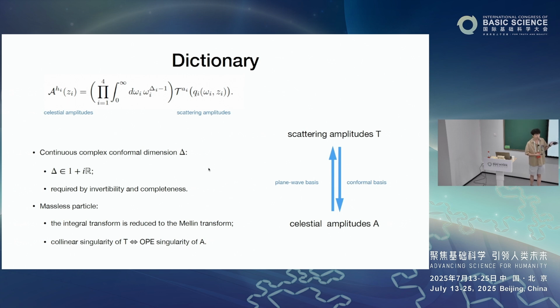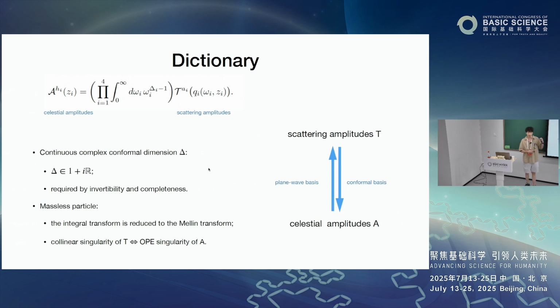So we just follow the same thing as we did in the plane wave basis. We can expand the field operator in terms of this conformal basis, which also satisfies the equation of motion and forms a basis of the solution space. So we can expand the operator in terms of this conformal basis and define the corresponding creation and annihilation operators with respect to this basis, and expand the S-matrix in terms of these operators. We can get the celestial amplitude.